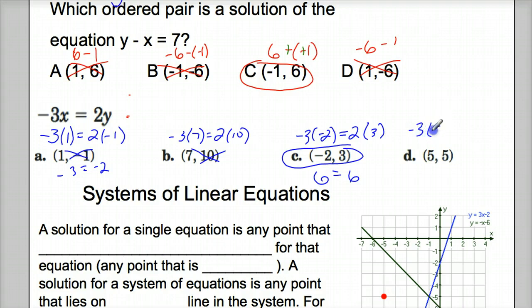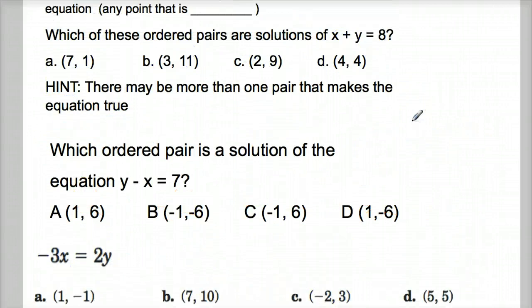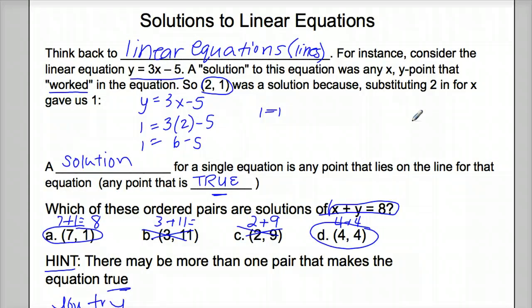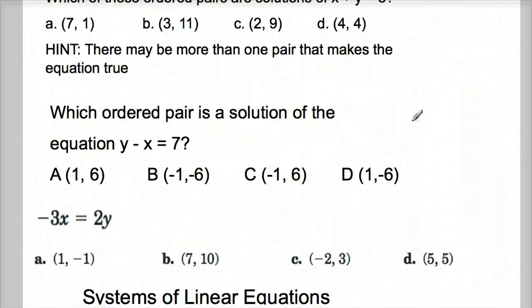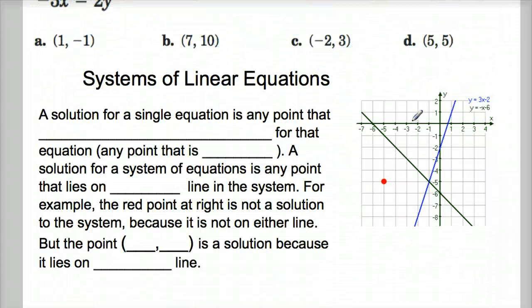I don't think this last one is correct, but let's try it. Negative 3 times 5, does that equal 2 times 5? Well, no, it doesn't, because negative 3 times 5 is negative 15, and 2 times 5 is 10. So that, again, is just solutions to linear equations. We just want to keep that in mind when we talk about systems of linear equations.